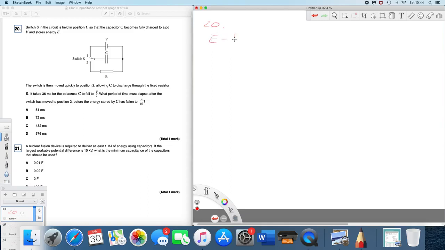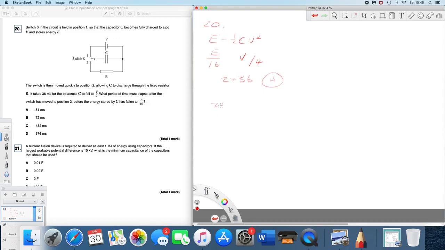E is of course a half CV squared. You'll get E over 16 when you have V over 4, which of course is 2 times 36 milliseconds, because it falls by half and then falls by half again. That is to say, a half over half, because that is the definition of exponential. And so the answer is B.